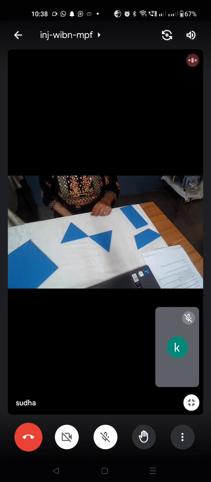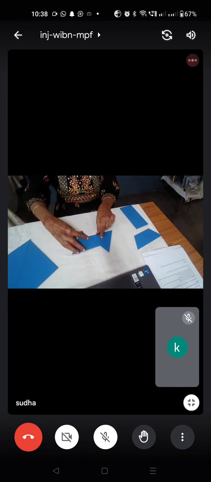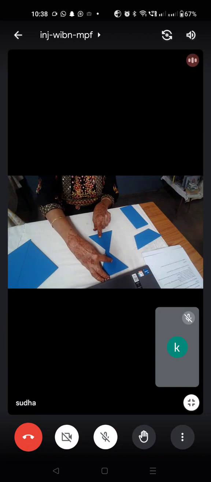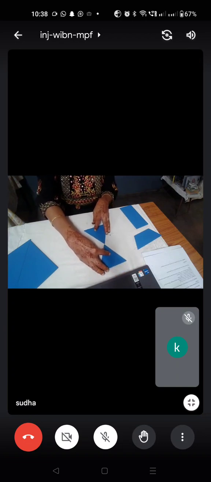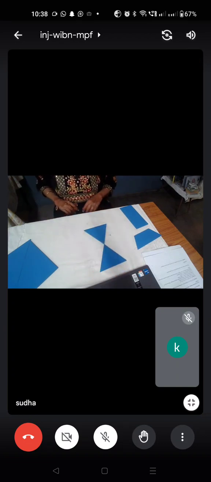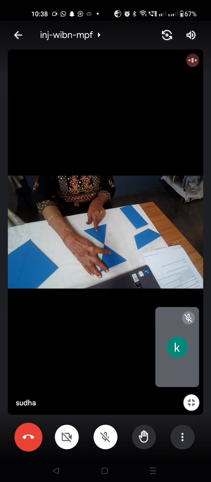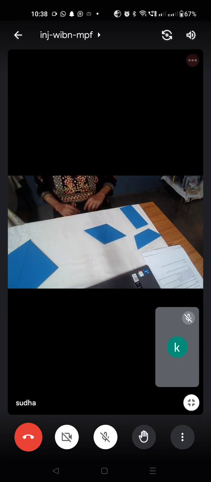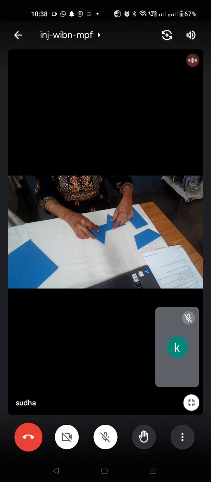What shape is formed now? Let him observe. Then slide it to the other side. What shape is formed? Then slide it to the other side. What shape is formed? Let the child see all these things. Then put it back in the same place. See what shape is formed here.